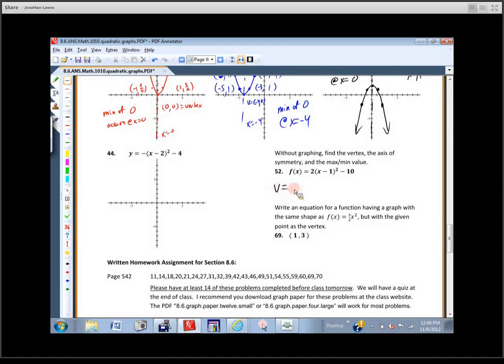So vertex, opposite of this, same as that right there. Axis of symmetry, x equals the x coordinate. Okay, now you do have to think, does this open up or down? Opens up. If it opens up, it's got a minimum. Where does the minimum occur? At the vertex. So the minimum is -10, and it occurs at x equals 1. Got it?